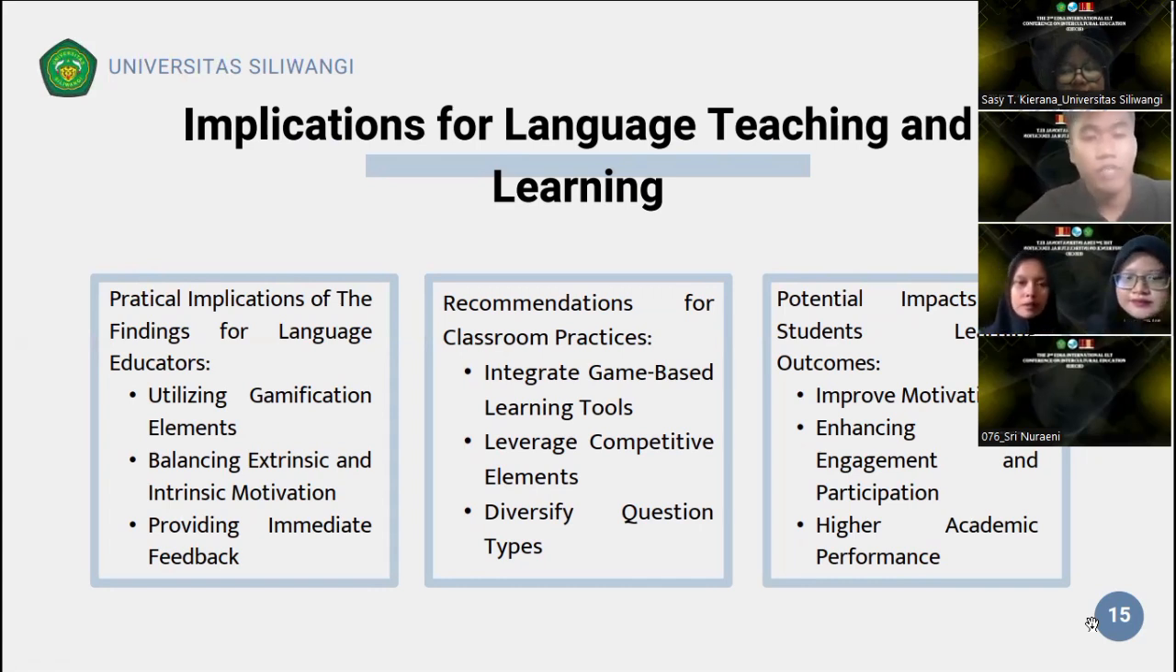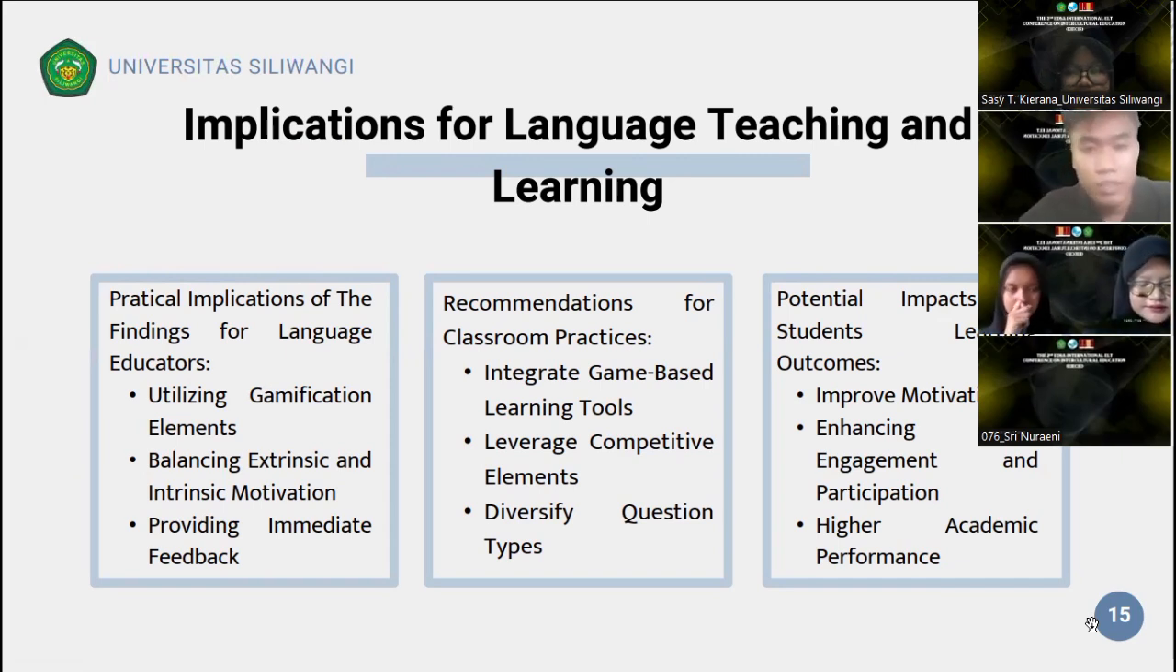And then the next one is providing immediate feedback. A quiz's ability to offer instant feedback is a powerful motivator for students, helping them understand their proficiency levels and identify the areas that need improvement. So language educators should ensure that the platforms or methods they choose include real-time feedback.